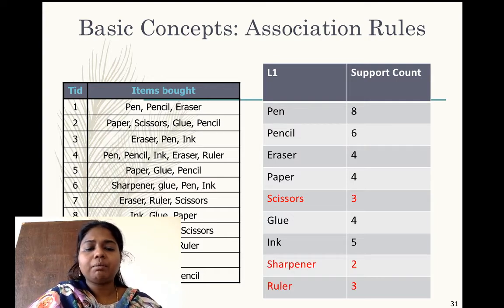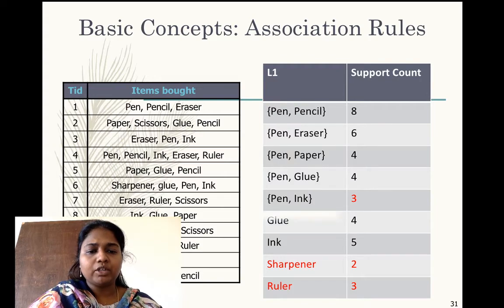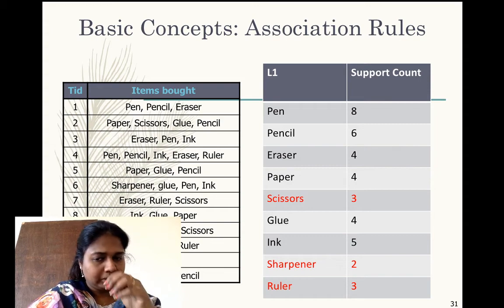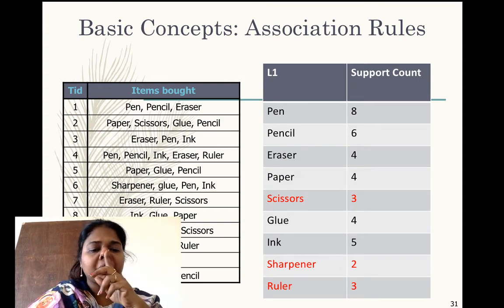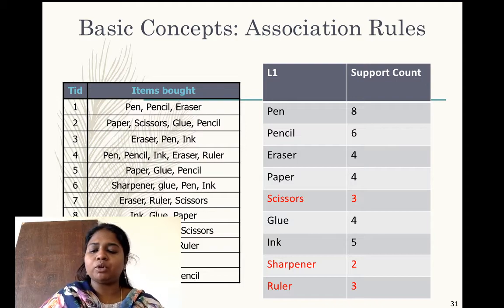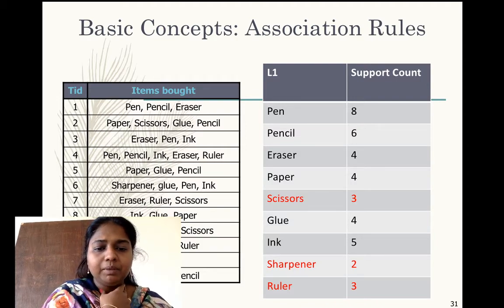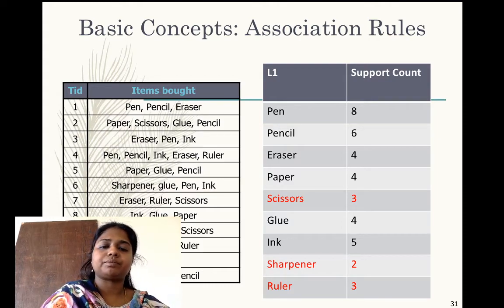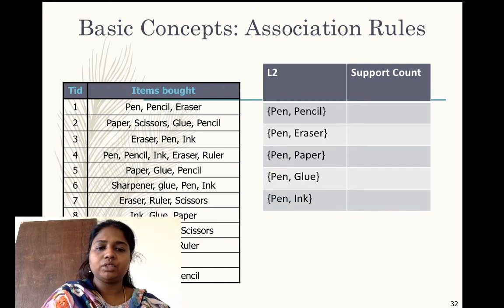Now if I define my support value to be 4, if I define my minimum support threshold as 4, then the items scissors, sharpener, ruler, all of them do not meet the minimum support threshold. So I will remove them from the calculation and I will go ahead like this.